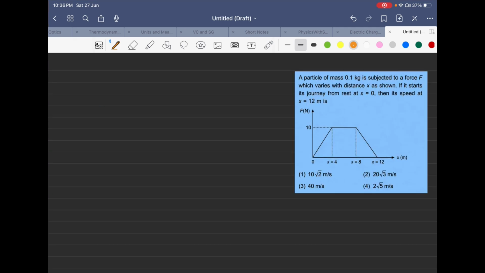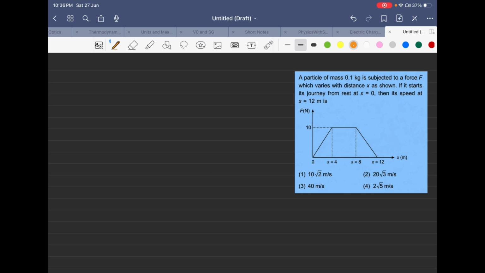In this question, they are saying a particle of mass 0.1 kg is subjected to a force F which varies with distance x as shown. If it starts its journey from rest at x equal to 0, then its speed at x equal to 12 is. So here, when you see the graph, they have given a graph between force and displacement. So you can say we have variable force.